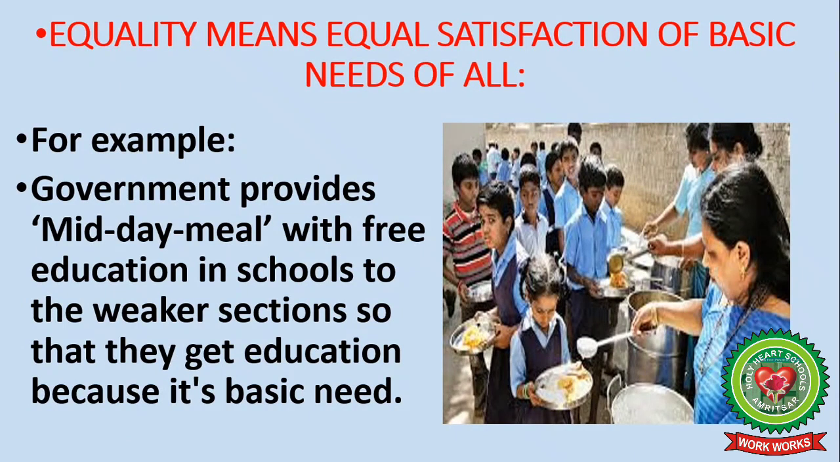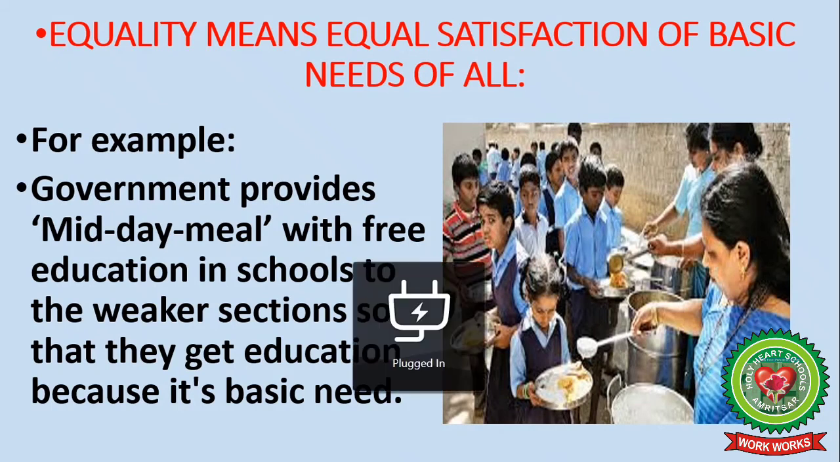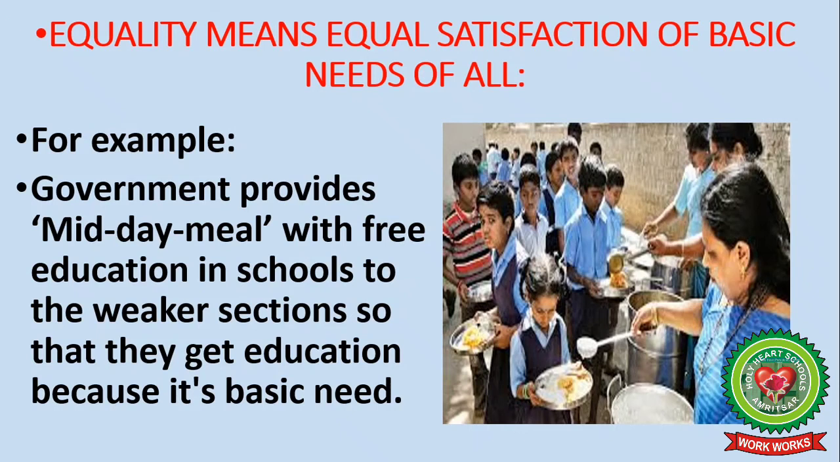Next is equality means equal satisfaction of basic needs of all. Yes, you know what the basic needs are? That is food, clothes, shelter, education and public health. That is the basic needs. So the government provides it. Like the government provides a midday meal with free education in schools to the weaker sections so that they get education, because it's a basic need. So the government provides it to weaker sections.